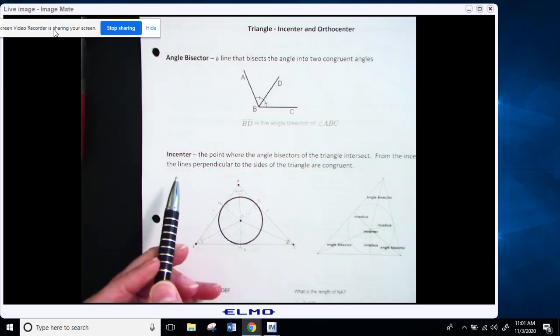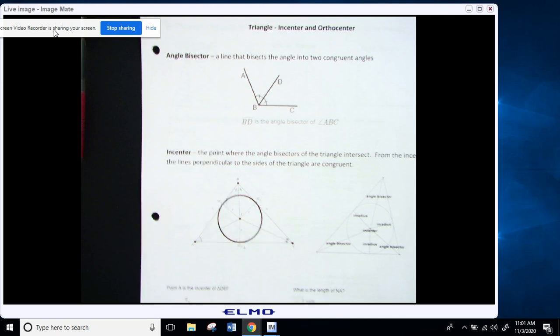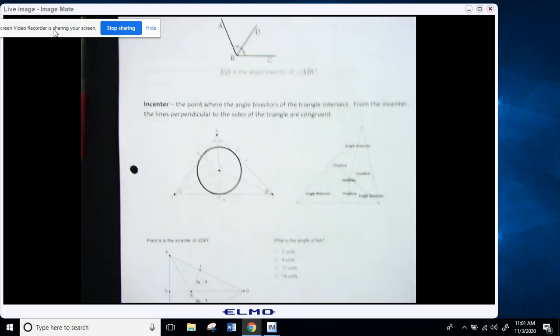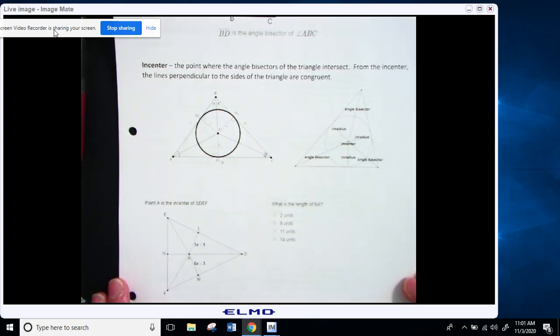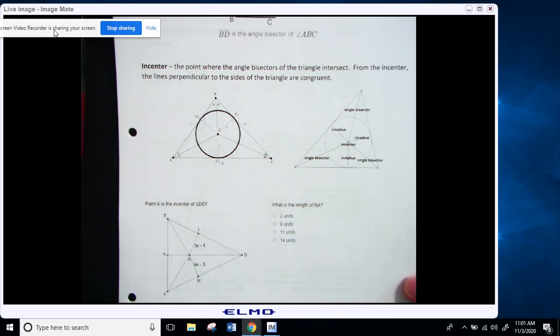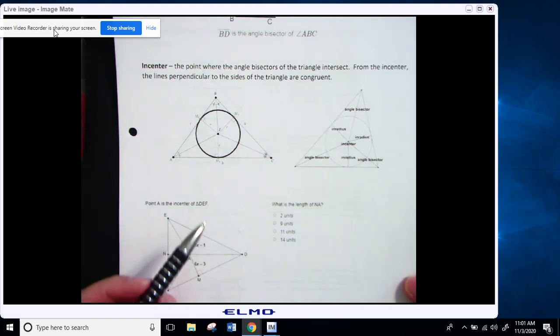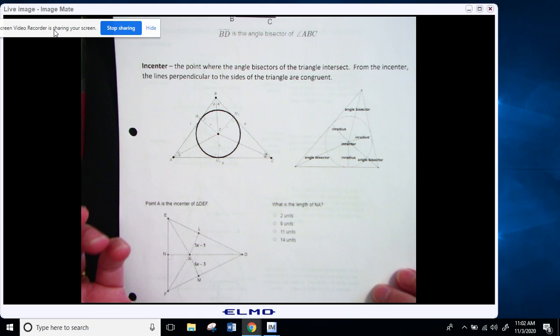Okay, so one of the two that we're going to learn about today is something called an incenter. Your incenter is the point where the angle bisectors of the triangle intersect, so that's why we had to learn that vocabulary. Yesterday our centroid was where our medians intersected, and our circumcenter was where our perpendicular bisectors intersected. So our third one is where our angle bisectors intersect, and that has a special name called the incenter.